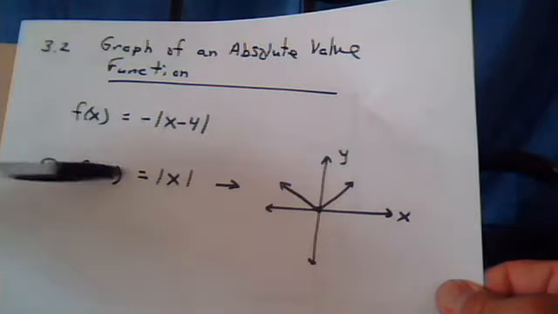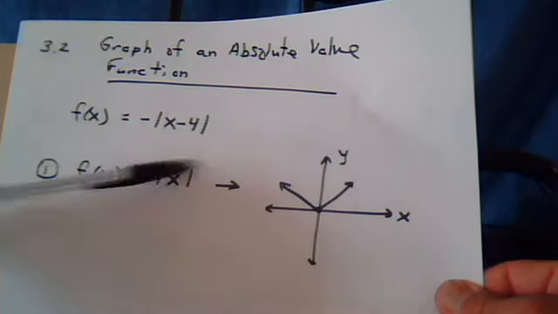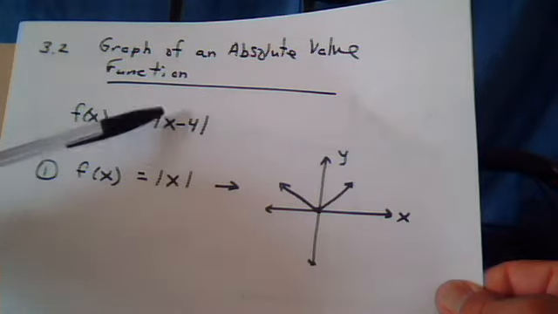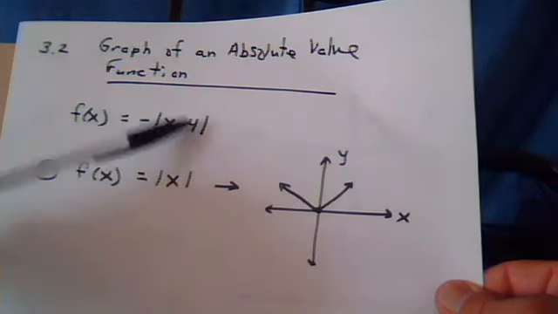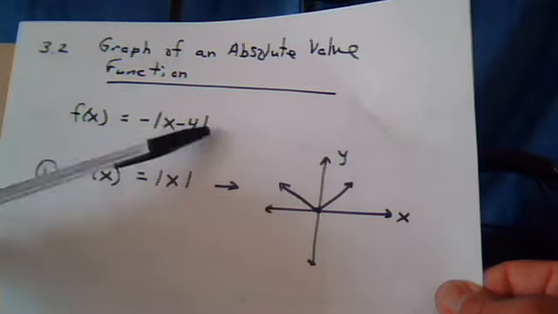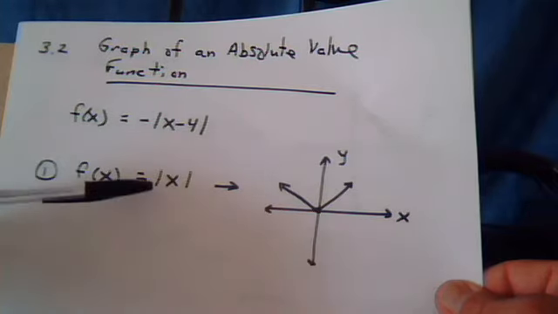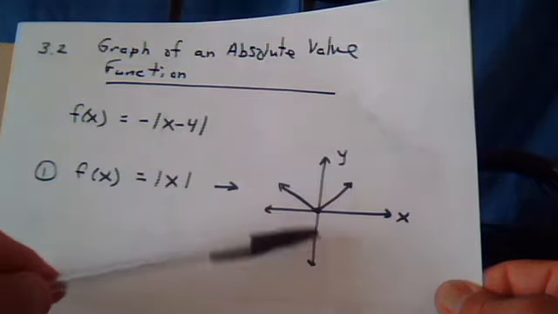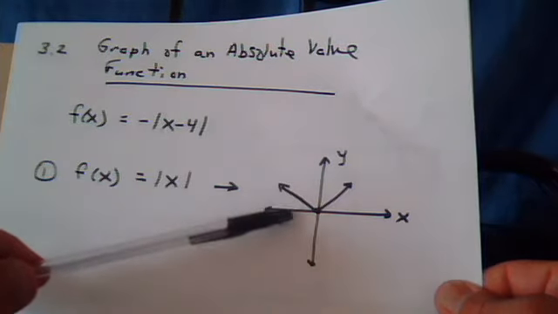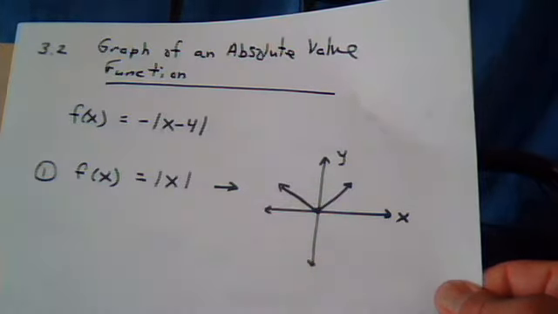This is called the parent graph. The one that doesn't have numbers around it, just a plain old absolute value of x. Notice this one is not a parent graph because it has numbers around it. This one has already been altered. So you take the parent graph, you draw it. That tells you what shape you should expect.